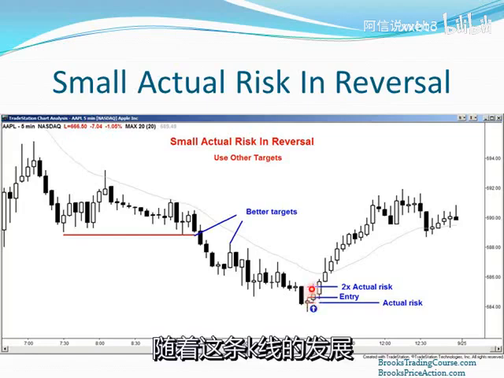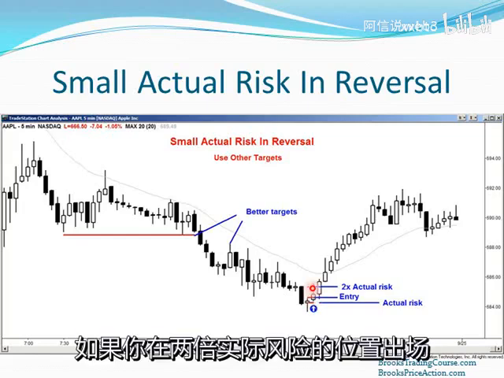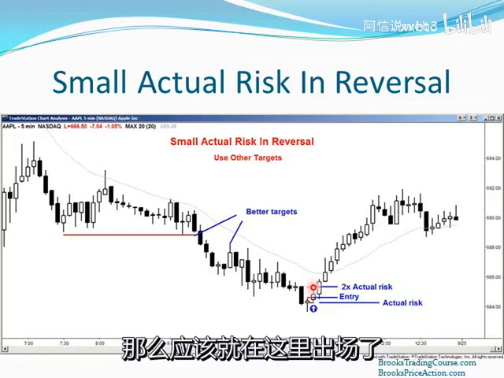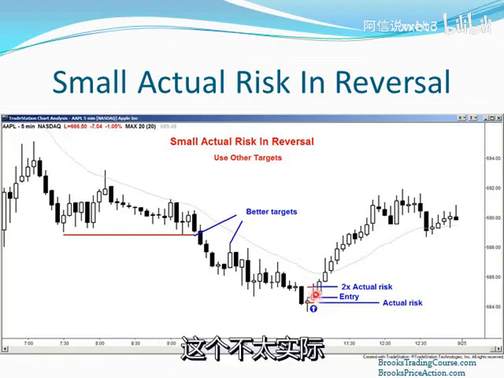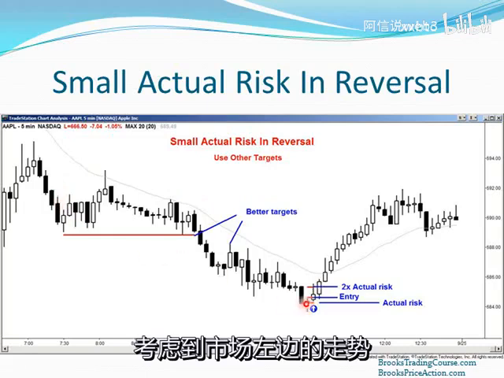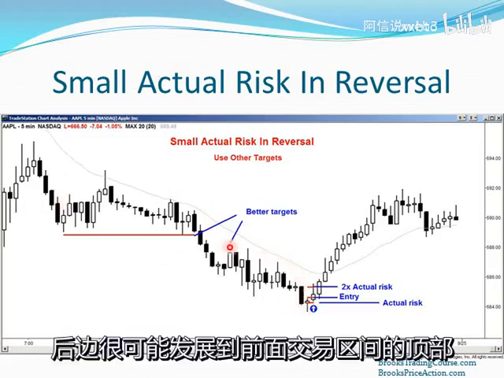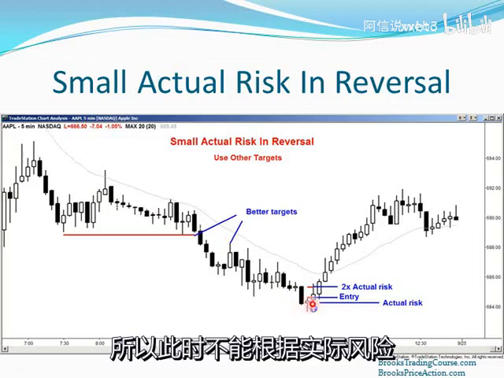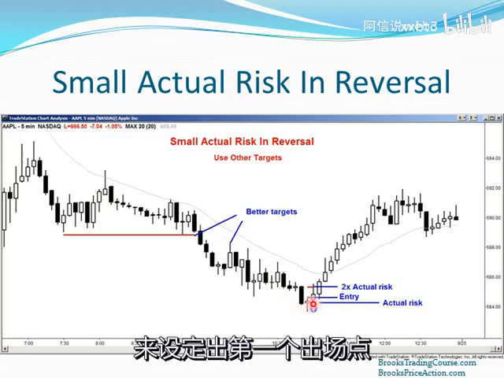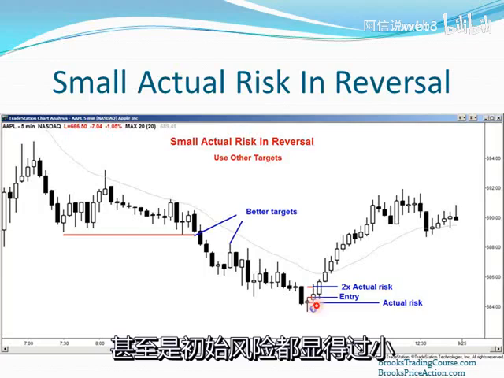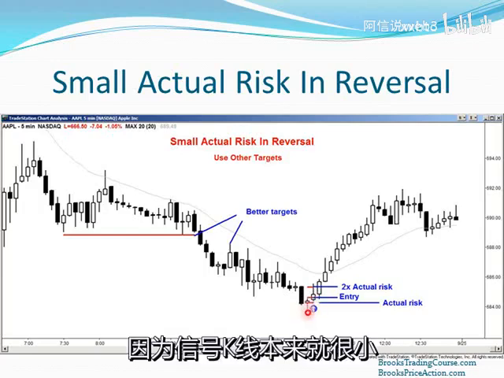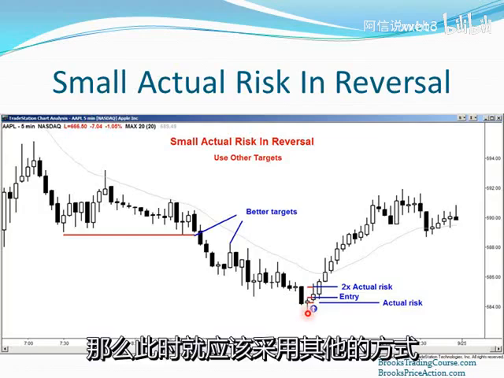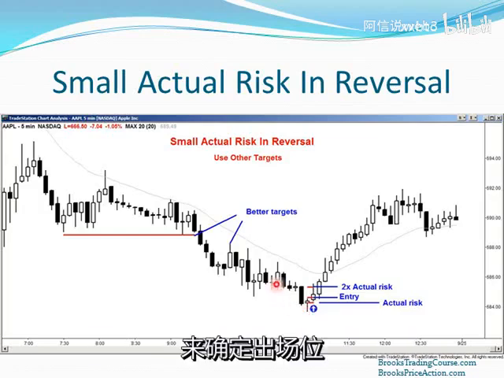So in hindsight, you'd know that your actual risk was very small right here. And as this bar was forming, if you exited at 2 times your actual risk, you'd have gotten out right here. And to me, that's unrealistic given this market, the bars to the left. The market probably is going to rally to the top of this lower range at a minimum, the bottom of the upper range. It may break into the upper range again. So you cannot use your actual risk as the basis for taking partial profits. Even your initial risk, I think, is too small because the signal bar is so tiny. So you should use some other method to determine where you should take profits.